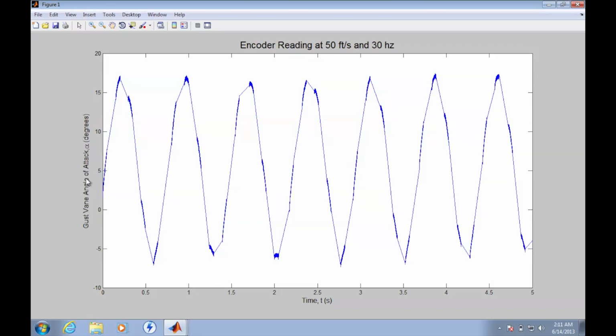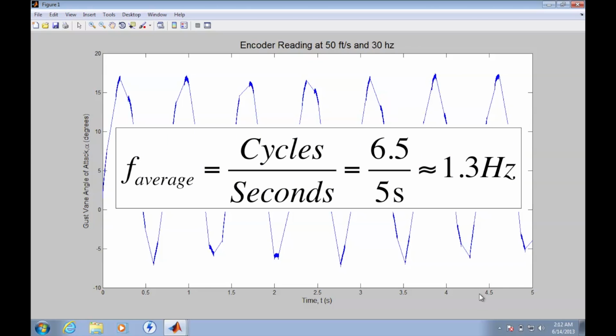A hardware error was discovered in unexpected movement of the encoder within the spline shaft rod, which resets the encoder 0 position. To determine the average frequency of the encoder, a simple calculation was performed to determine the cycles per time of the signal. For this particular test, there are 6.5 cycles per the 5-second time frame, which in turn gives us a 1.3 Hz frequency.